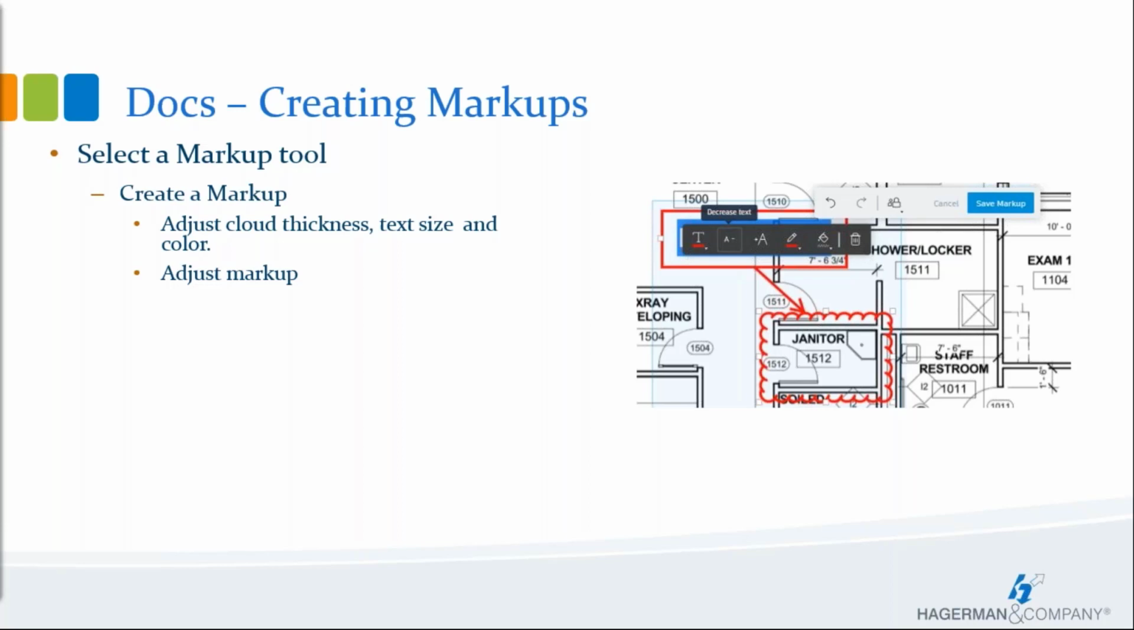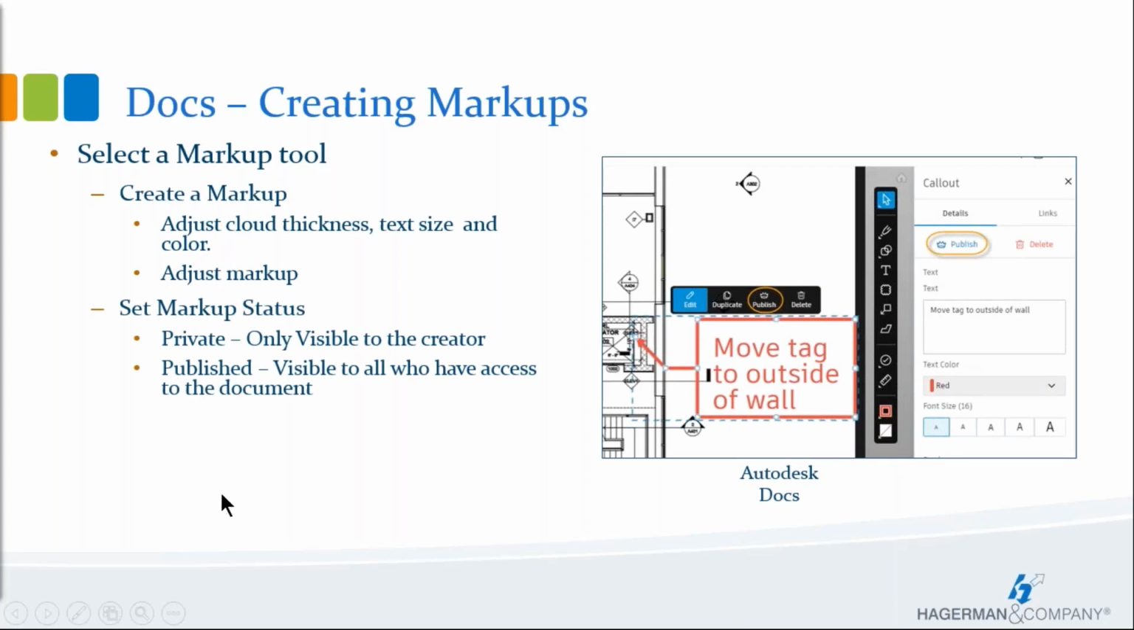If you need to go in and make adjustments to the text or the cloud, depending on what you've created. When you create a markup initially, it is a private markup. That means that only you and the project admin can see those markups. But you do have an option to publish those markups so that other folks that have access to this file can view those markups.